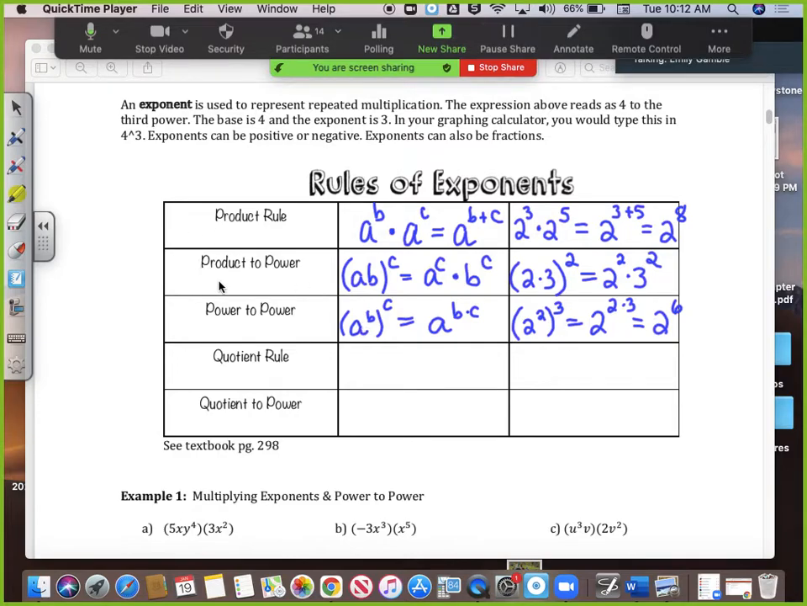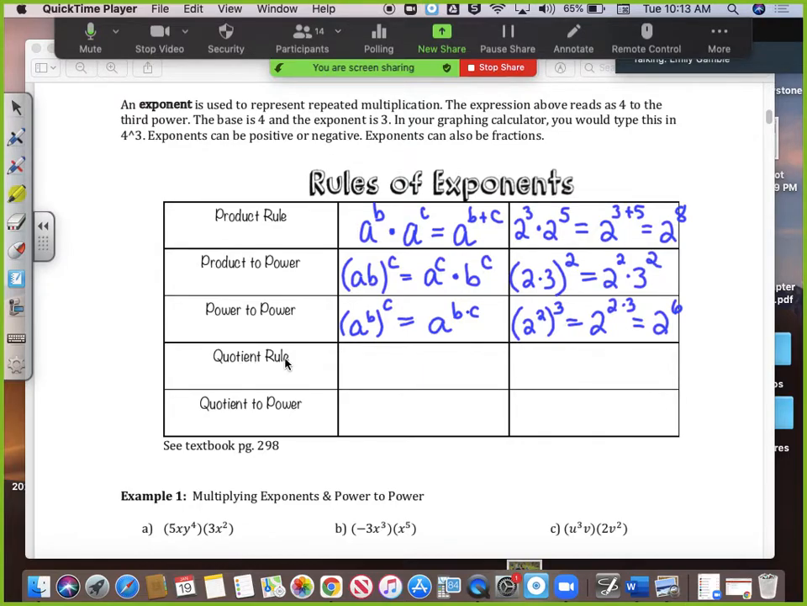Okay, so all 3 of these rules had to do with products and powers. All 3 of these are showing what happens to the exponents when you're multiplying. The next 2 are about quotients. A quotient means to divide. So now we're looking not at multiplying, but at dividing exponents.